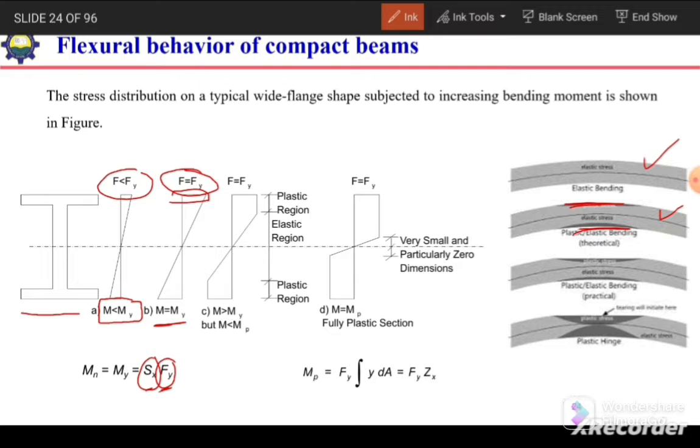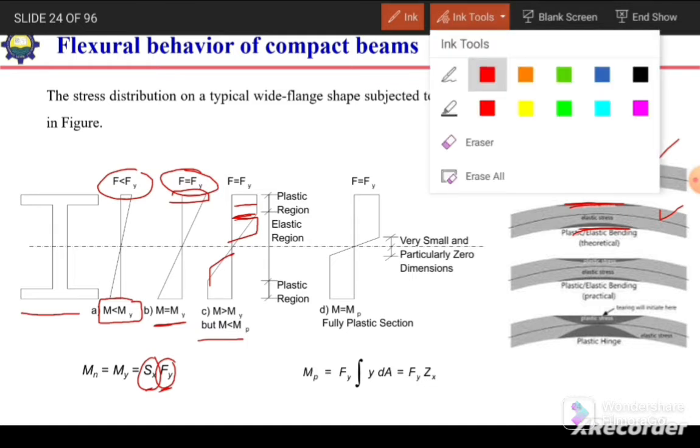Okay, if we continue to increase the applied bending moment, the interior fiber, the fiber underneath the extreme fiber, will also yield. And if we continue to increase the applied loads, the depth of this yielding portion will continue to increase. So more and more fibers will yield.